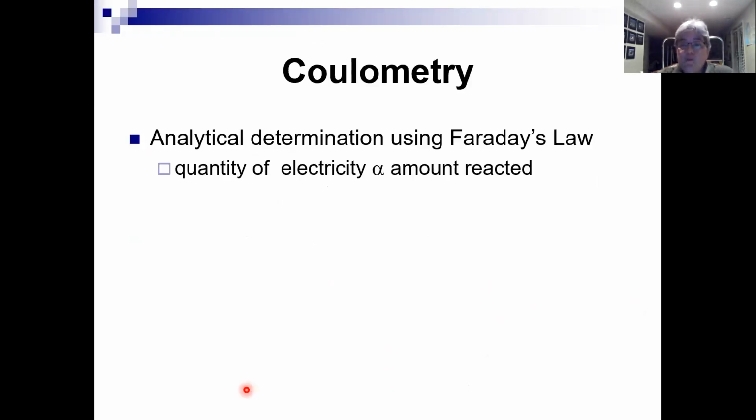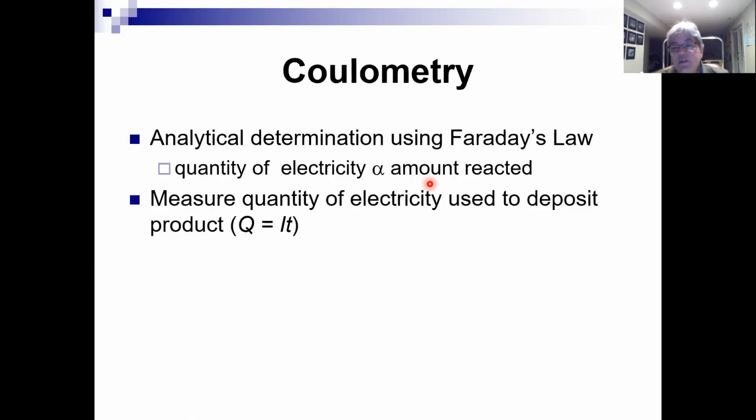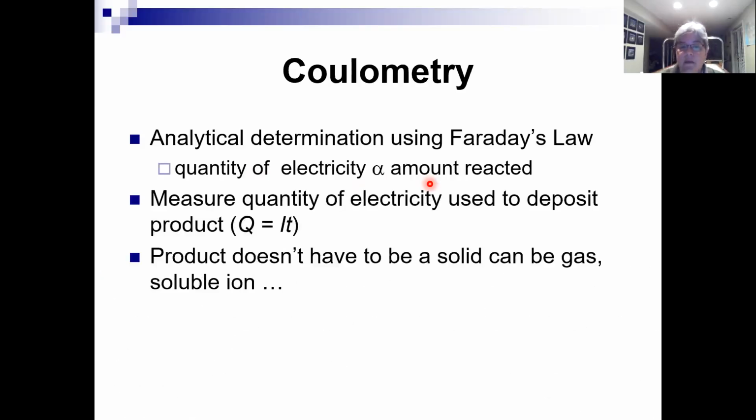Okay, now the other method, coulometry. This one, we're going to actually use Faraday's law, which tells us the amount of charge or the amount of electricity, Q, is proportional to how much reacts. And so for this, we're going to measure how much Q I need to deposit my product. Now, coulometry is much more powerful than electrogravimetry. In electrogravimetry, your product has to be a solid that you can form a nice deposition and that you can weigh it.